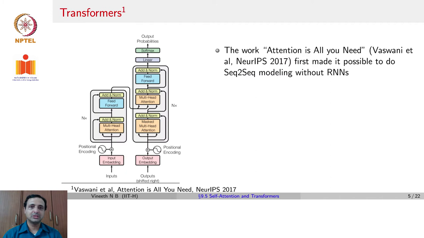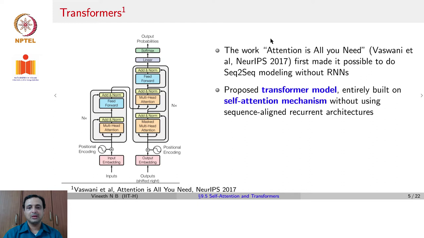Transformers were first introduced in this work called Attention is All You Need, published in NeurIPS of 2017, which introduced an encoder-decoder framework to perform sequence-to-sequence modeling without any RNNs. This work proposed the transformer model, which introduced the self-attention mechanism without any recurrent architectures.